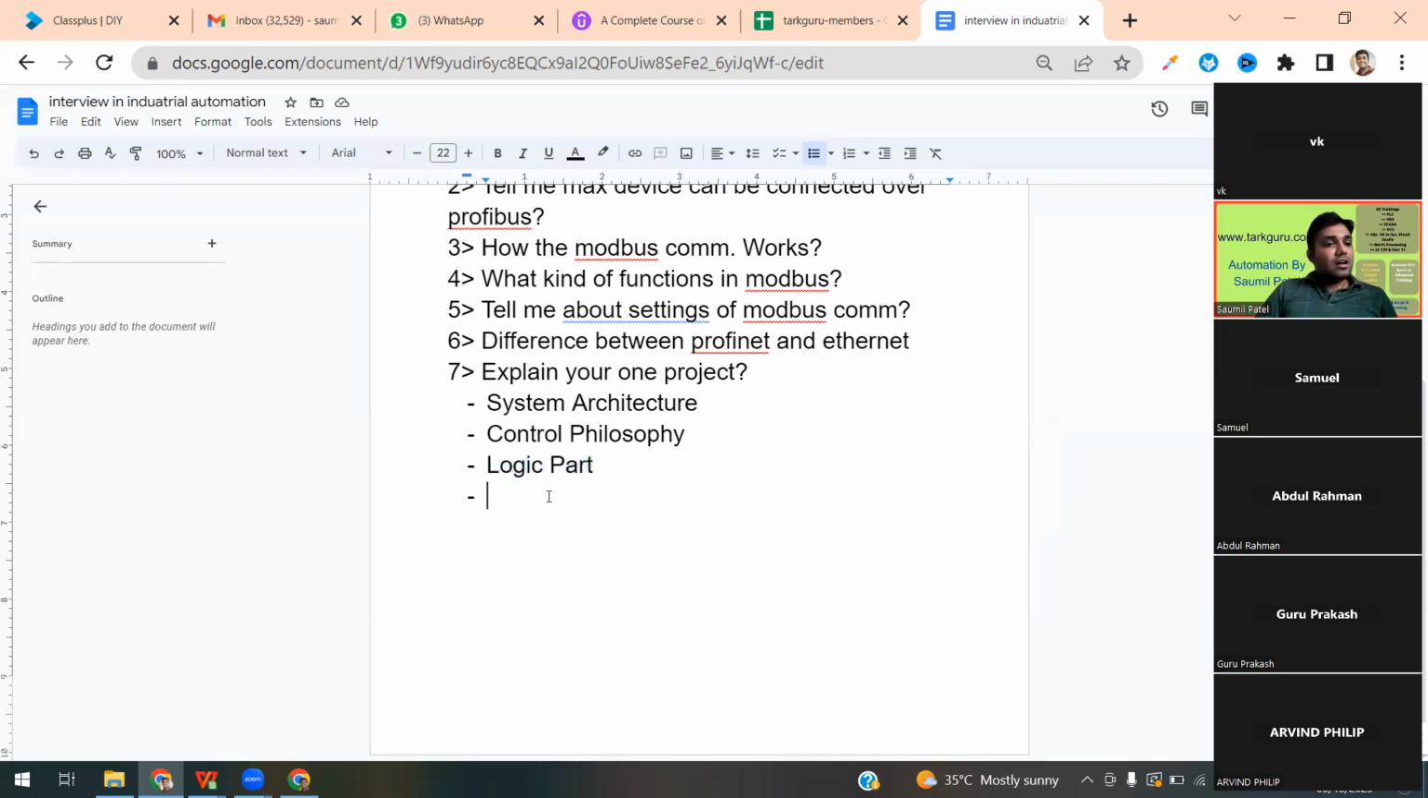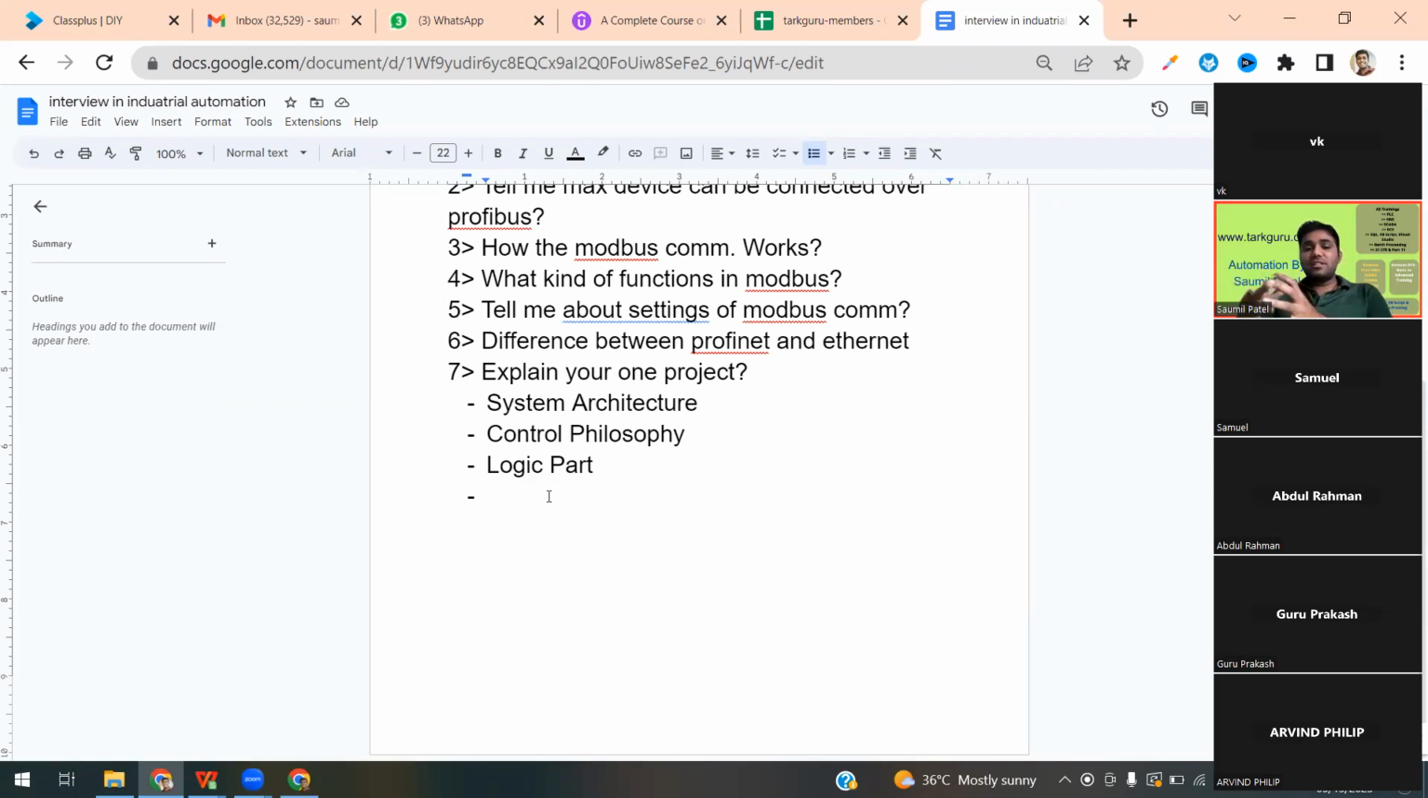Okay. Prakash says, how do we choose the hardware? See, hardware selection is the design team's part. It definitely depends on the design team. But if you want to explore hardware selection yourself, then you can choose as per the digital input output numbers and analog input output numbers. So how many digital inputs and digital outputs, analog inputs and analog outputs are available in one project, depending on that you are choosing your hardware.